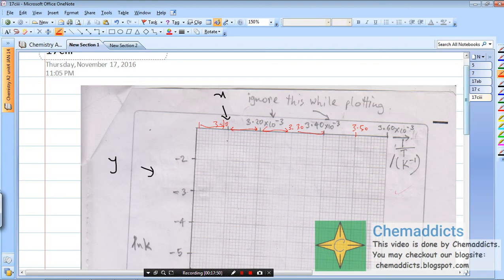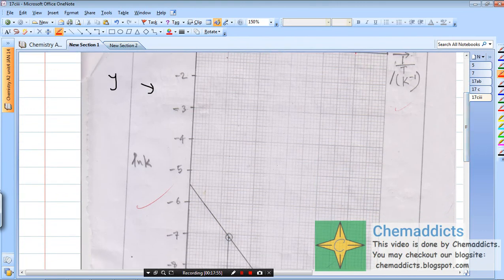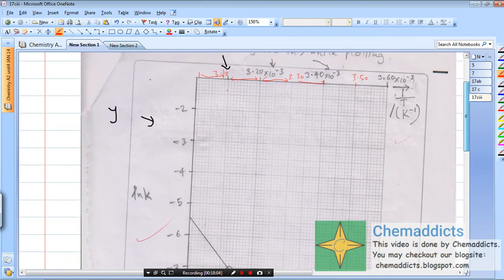So let us move on to the y-axis. In here, these values are pretty big, as we can see. This is 2, 3, 4, 5, 6, 7. So we may calculate like this: 10 boxes would represent 1 unit. Here 10 boxes represent 1 unit. So 1, 2, 3, 4, 5.